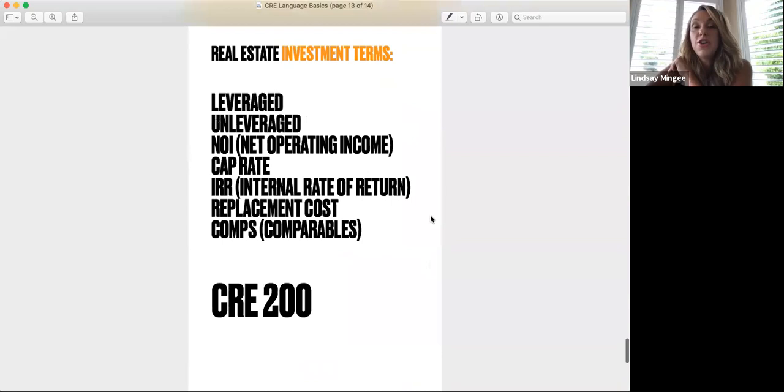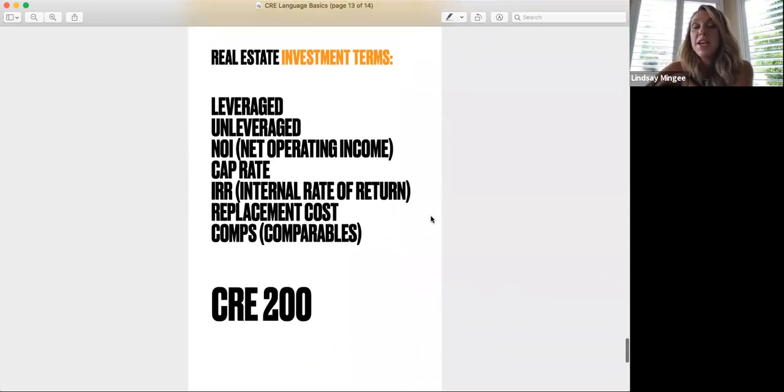This is where we get into CRE 200, I call it. This is real estate investment terms. And certainly we could do a whole other Zoom call that talks about these, but here are the basic ones that you are likely familiar with. If you haven't heard it yet, you will likely hear it in the course of your career. And generally, here's what they mean.